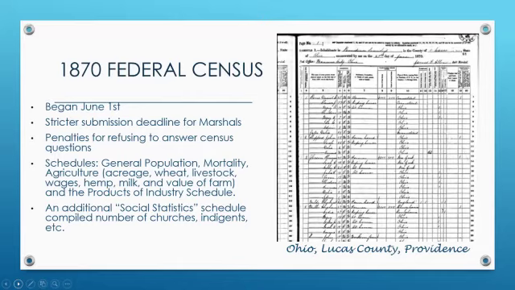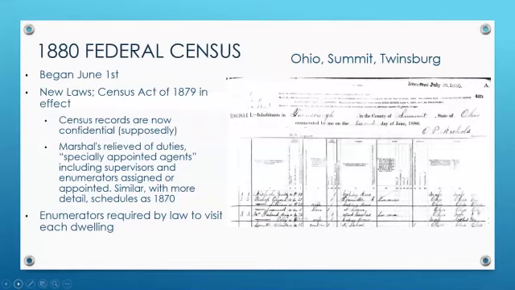If you participated in agriculture, the U.S. Marshal would collect that information on the agricultural schedule. And there was a products of industry schedule and a social statistics schedule. And so the marshals had a lot of work to do, and they only had to do it every 10 years. And so a lot of this was probably a bit much for them. So we've got to give them credit.